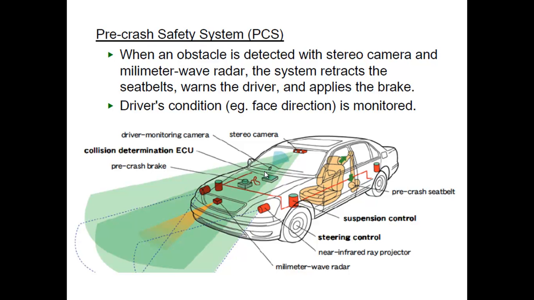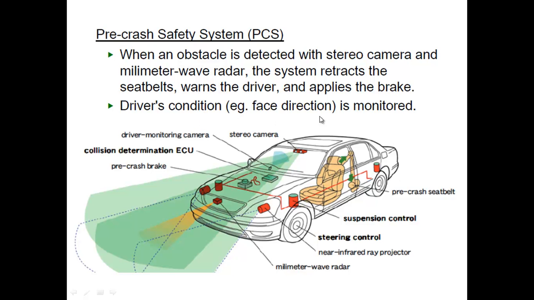Then comes the pre-crash safety system when an obstacle is detected in front. There is a camera here. With the stereo camera and the millimeter wave radar arrangement, the system retracts the seat belt, warns the driver and applies the brake. It's a very good mechanism to save from crashing.